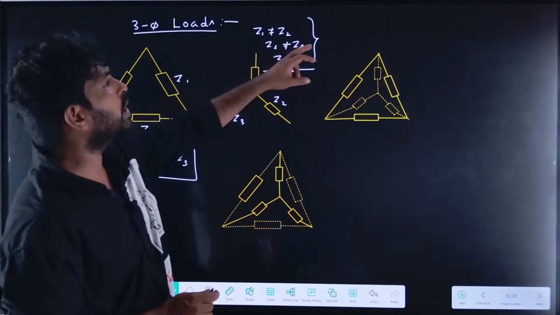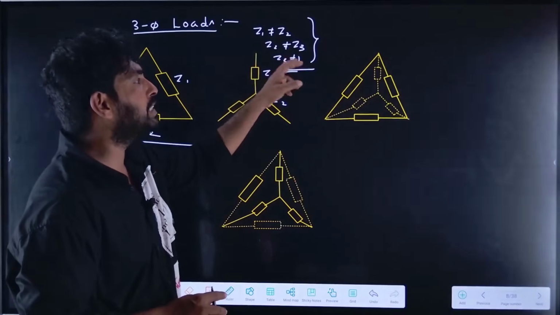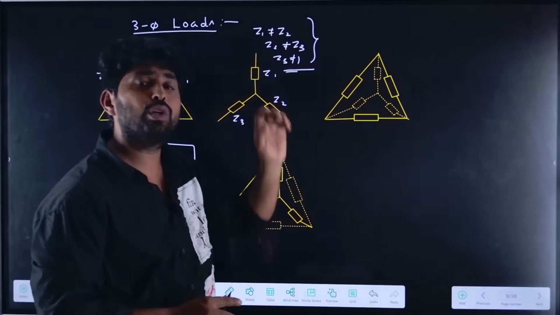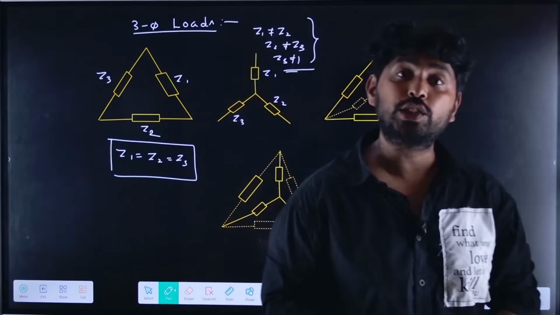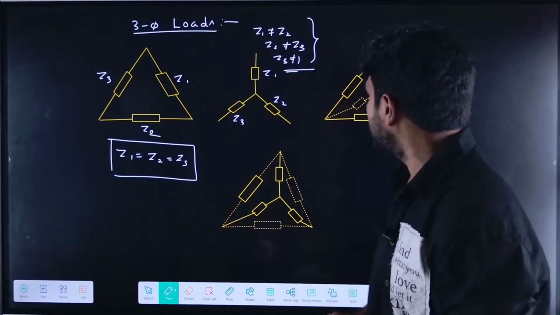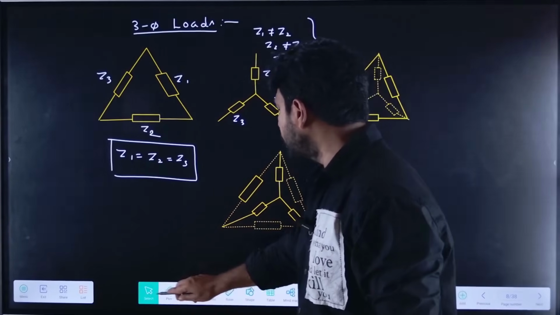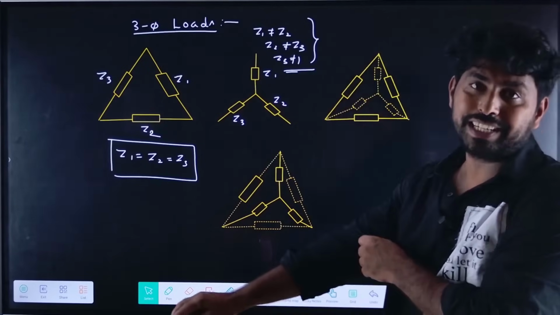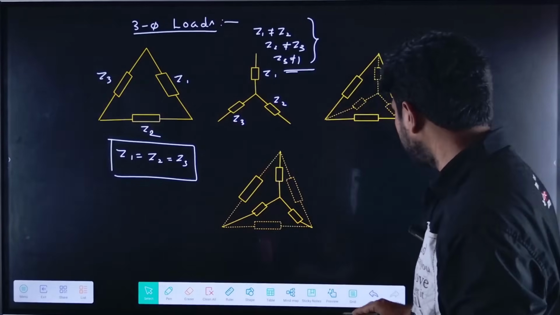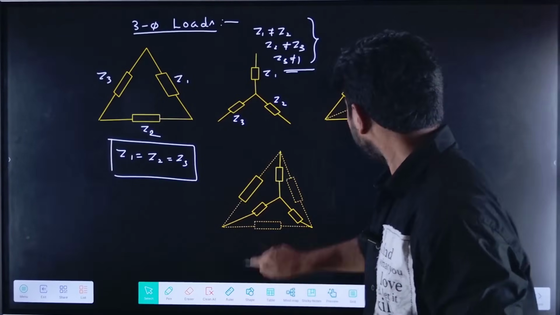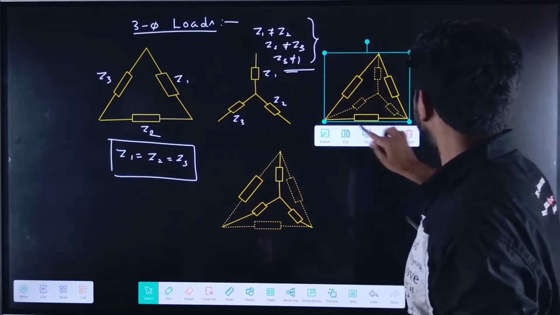If Z1 is not equal to Z2, or Z2 is not equal to Z3, or Z3 is not equal to Z1, if any of these conditions is satisfied, we can call that an unbalanced load. Now, in case of balanced loads, let us find the relation between Z star and Z delta.